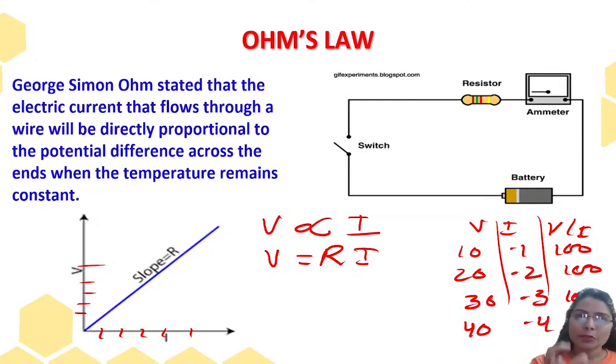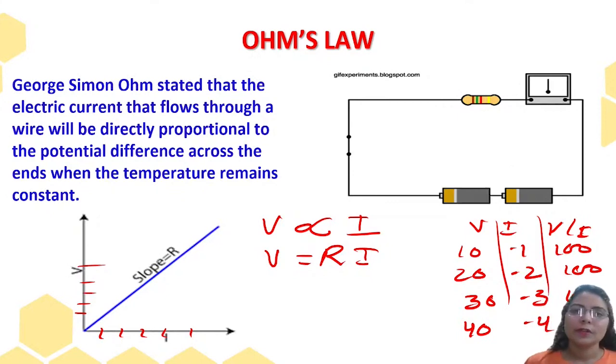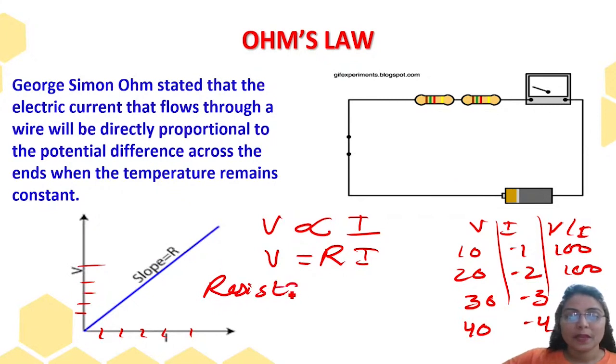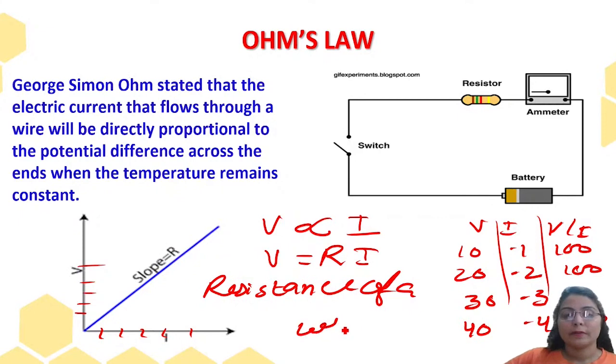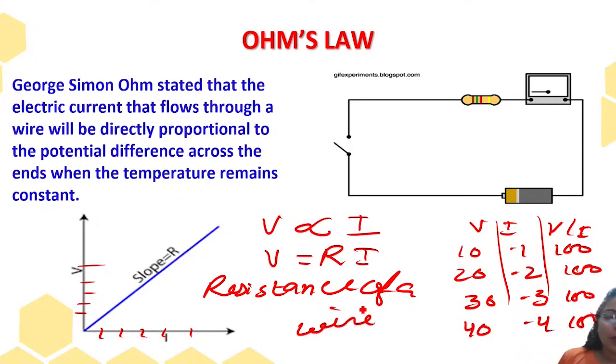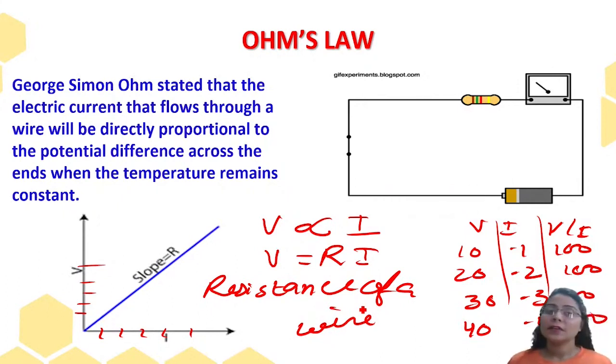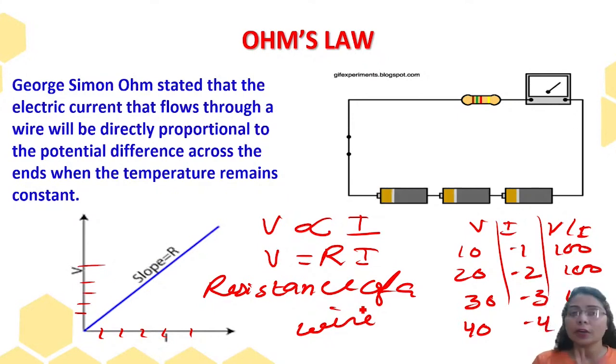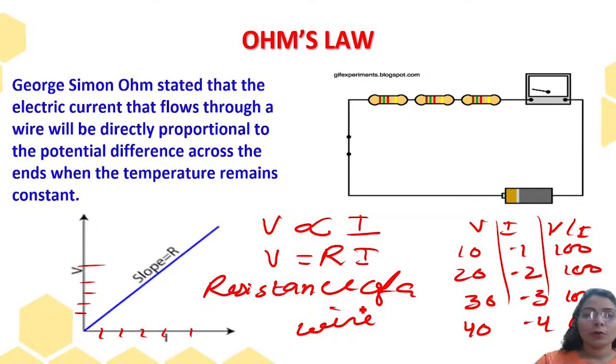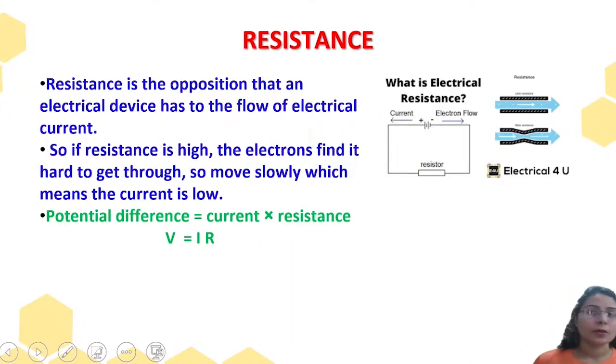And that proportionality constant is always constant. So what is that constant called? That constant is called resistance, the resistance of a wire. We are going to explain it again. So guys, I hope it is all clear how George Simon Ohm stated a law which is defined as Ohm's law. After concluding all this, they found a new concept related to resistance.